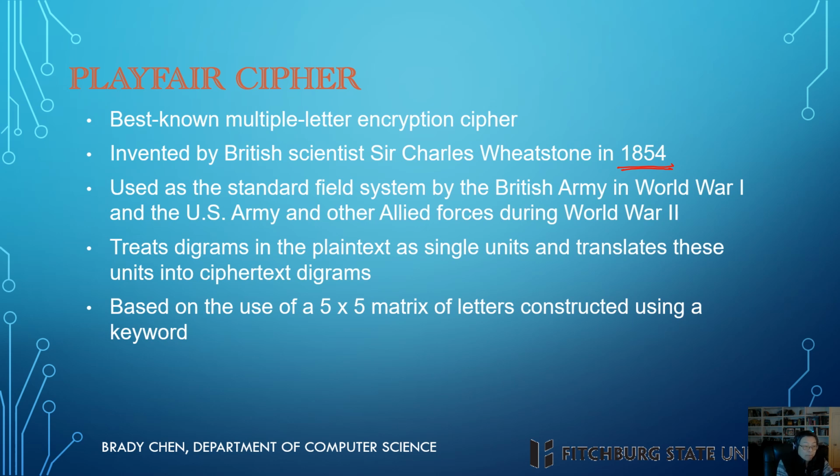Okay. Now, Playfair cipher treats digrams in the plaintext as single units. Okay, so that means for the original plaintext, we're going to group it into units, and each unit contains 2 characters, and then we translate these units into cipher digrams. Okay, so now the Playfair cipher is based on the use of a 5x5 matrix of letters constructed using a keyword. Okay, now let's take a look at the example in the next slide.